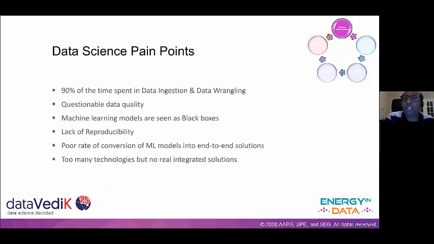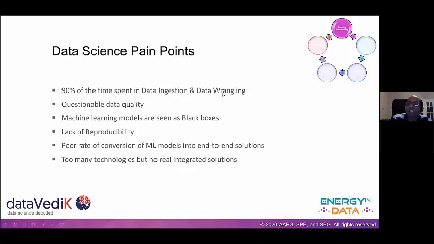The next part that I wanted to take on the business understanding topic is the data science pain points. So let's say the pain points have been defined, you have defined a problem. What is it that typically the data science team faces? The first and the foremost part is that in any data science team and in a data science solutions team, 90% of the time is spent in data ingestion and data wrangling.